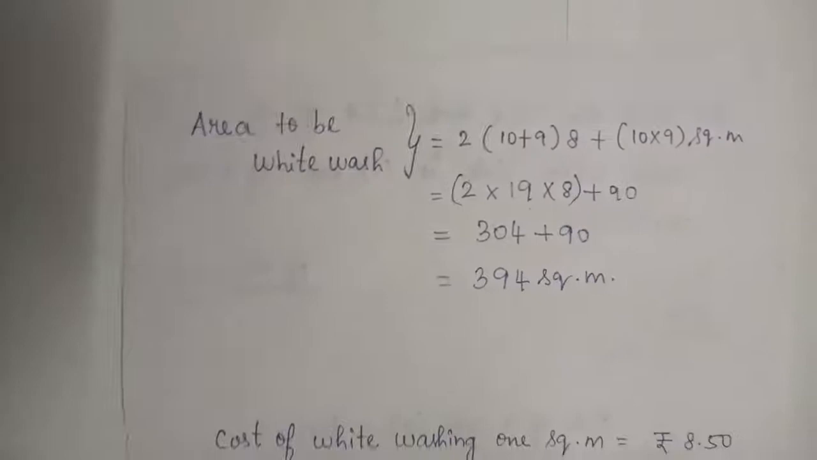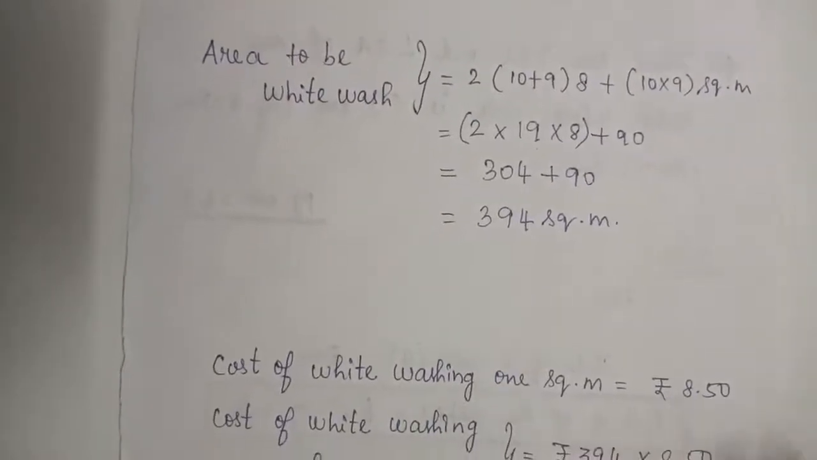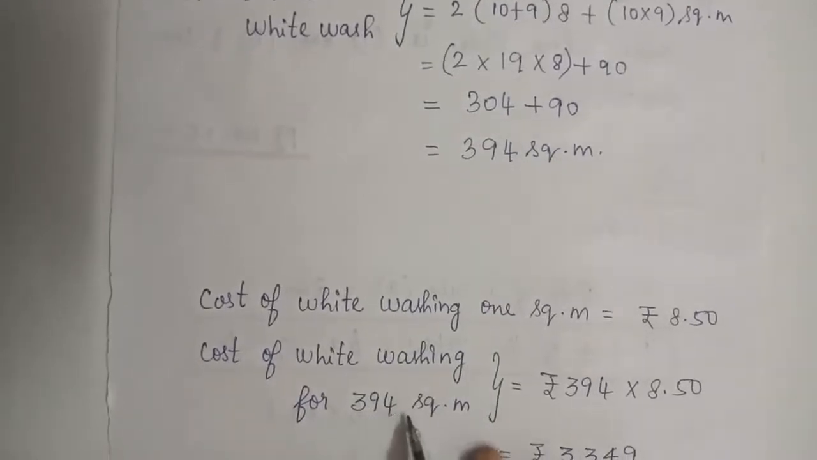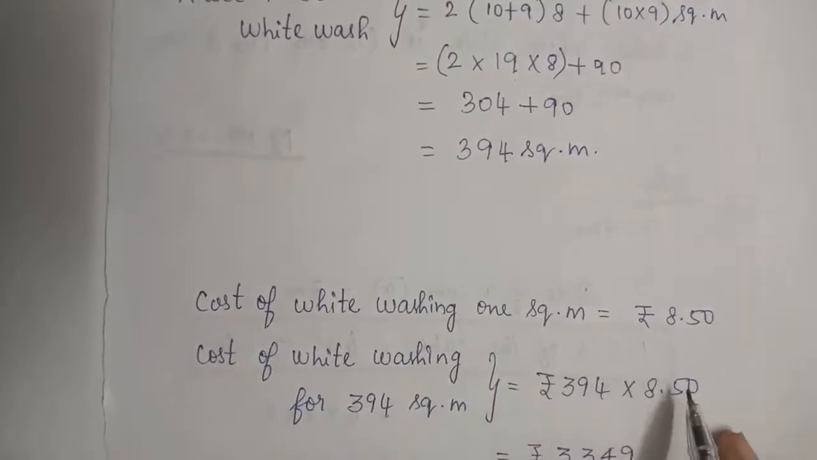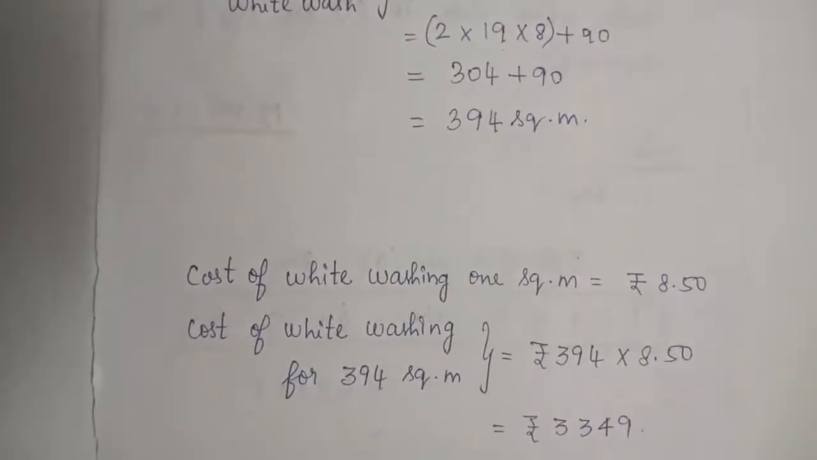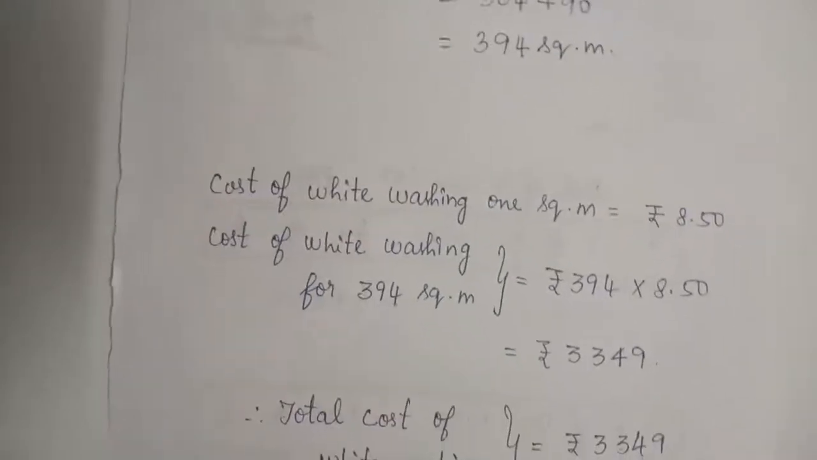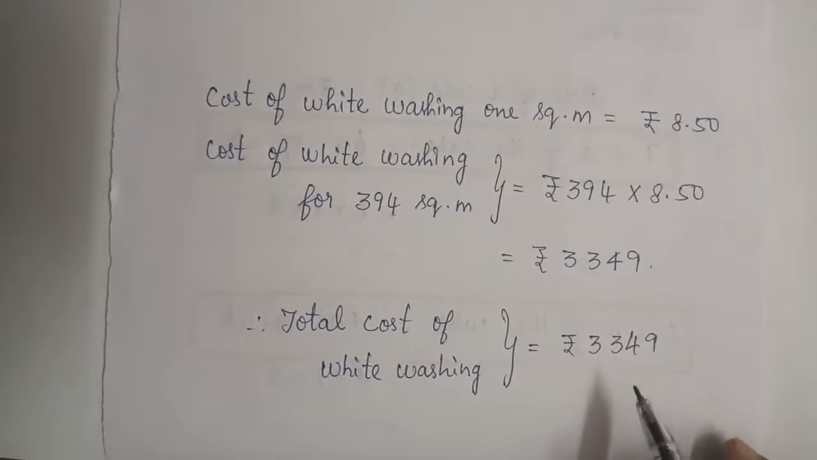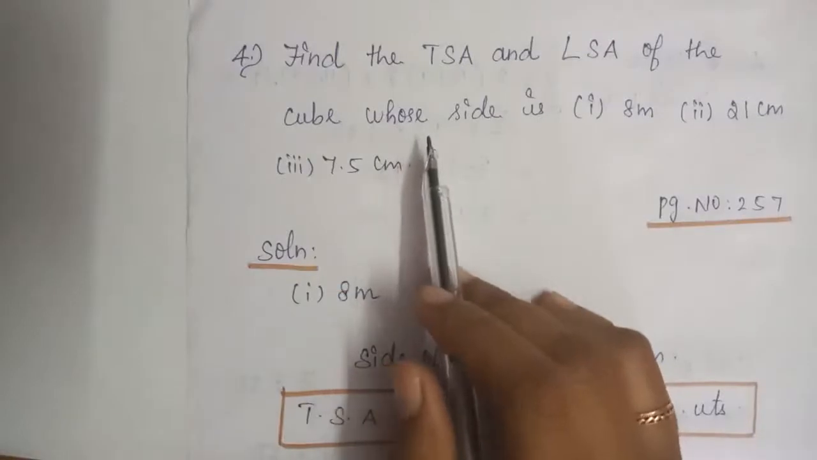But the cost of whitewashing for 1 square meter is rupees 8.50. So the cost of whitewashing for 394 square meter is 394 into 8.50, which is equal to 3349. Therefore, the total cost of whitewashing is 3349 rupees. Next, problem number 4 in exercise 7.2.